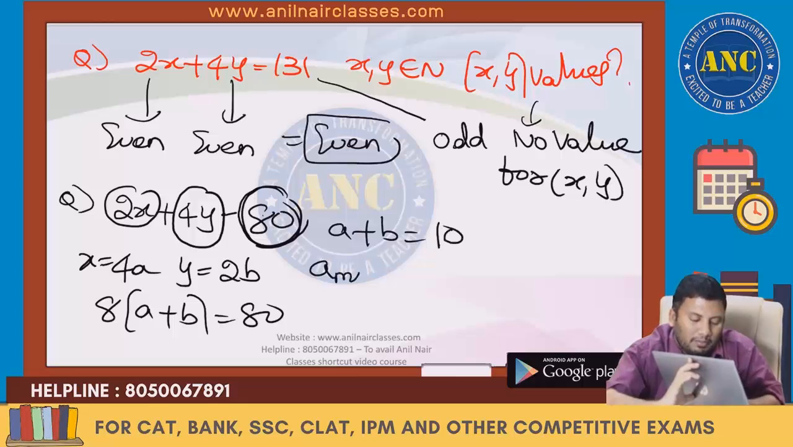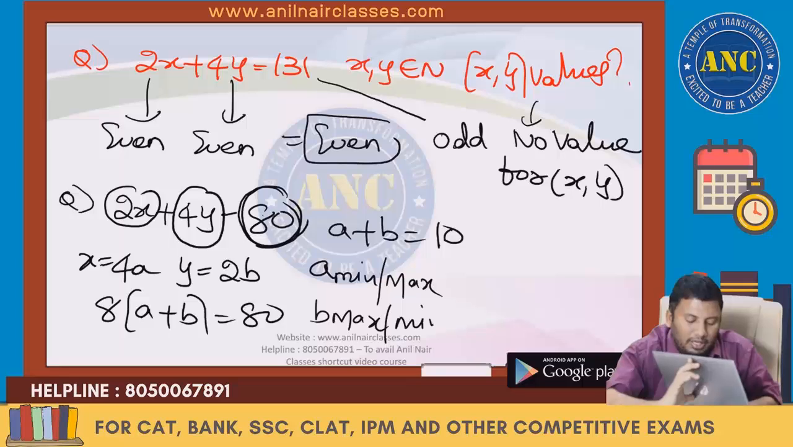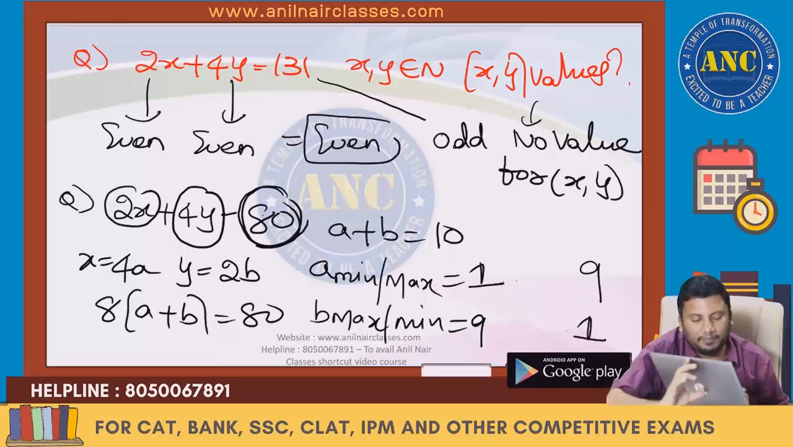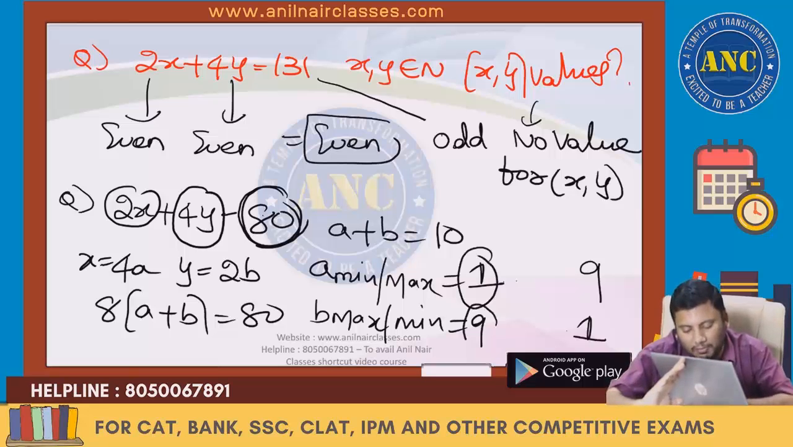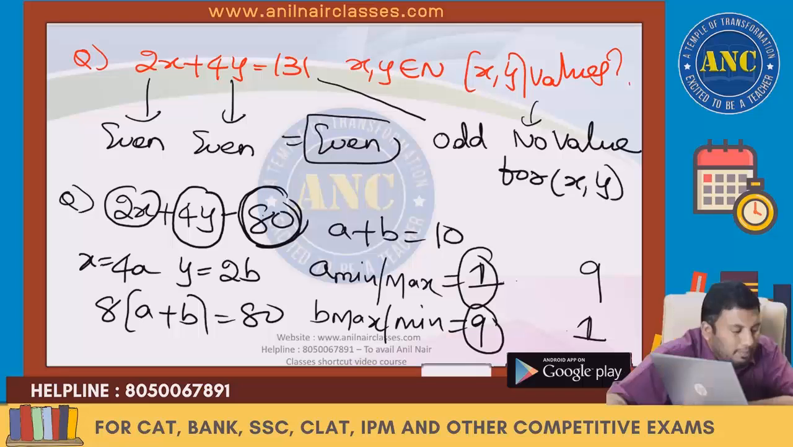So, a minimum or b maximum, or a maximum or b minimum. A minimum if it is 1, b maximum it is 9. If a is maximum 9, b minimum it will be 1. I hope it is clear. Idea clear? A minimum is 1, b maximum it is 9.